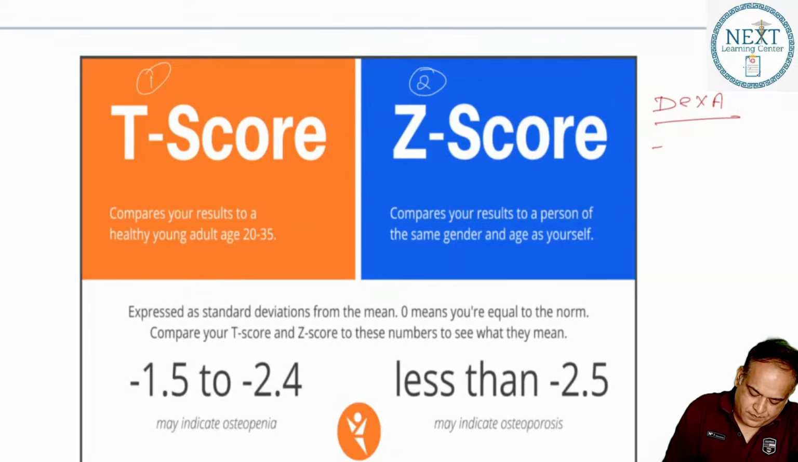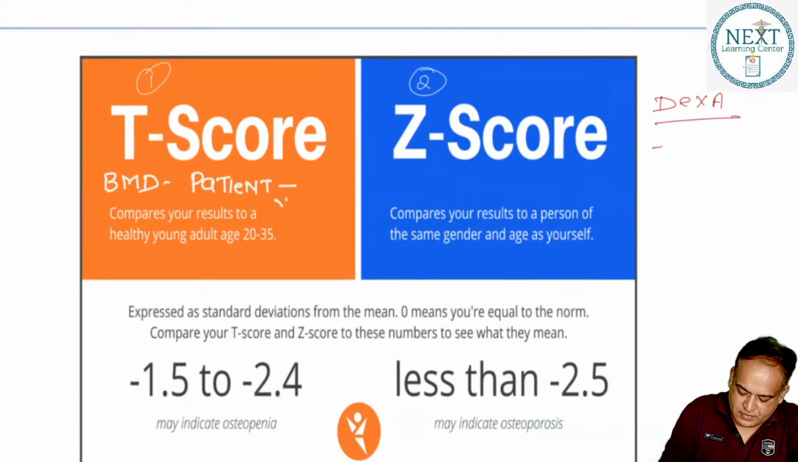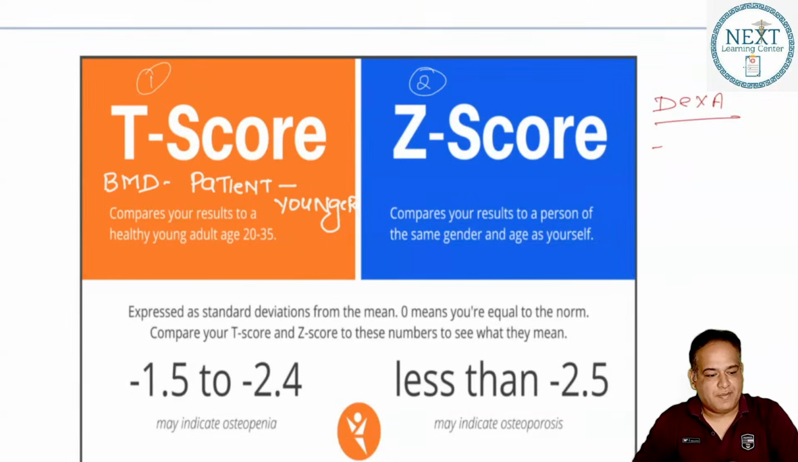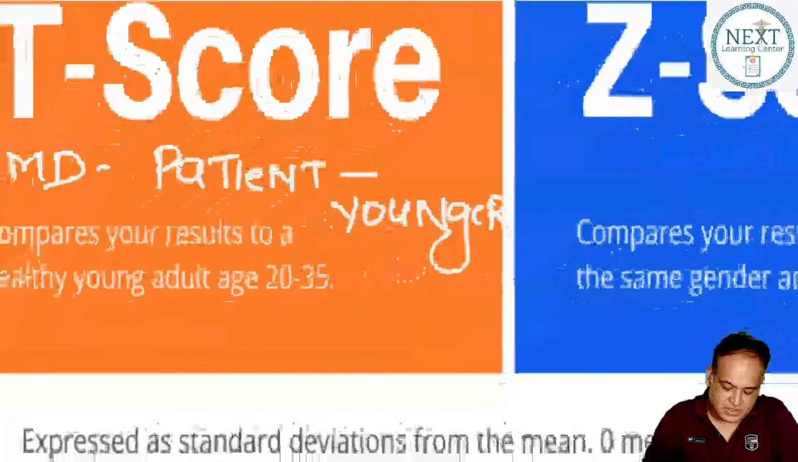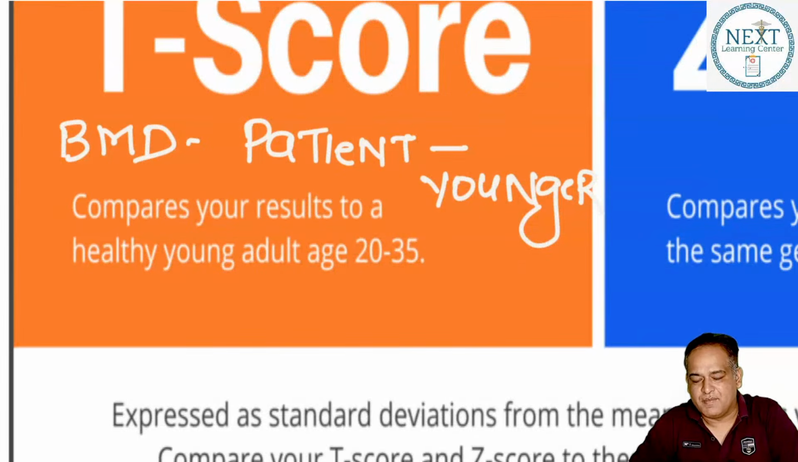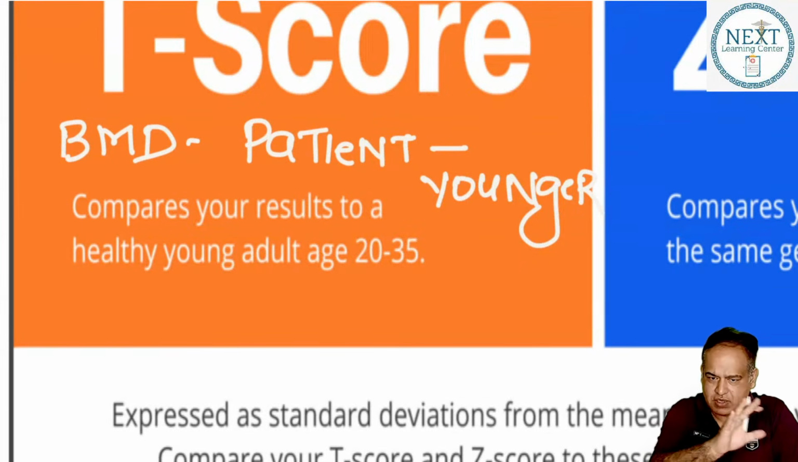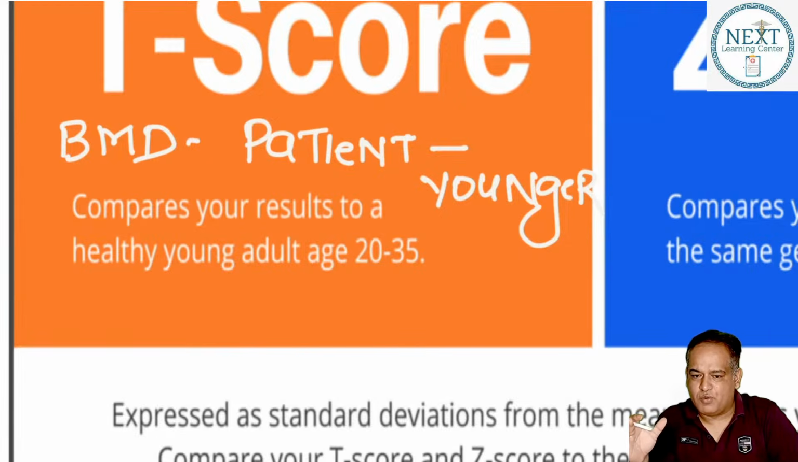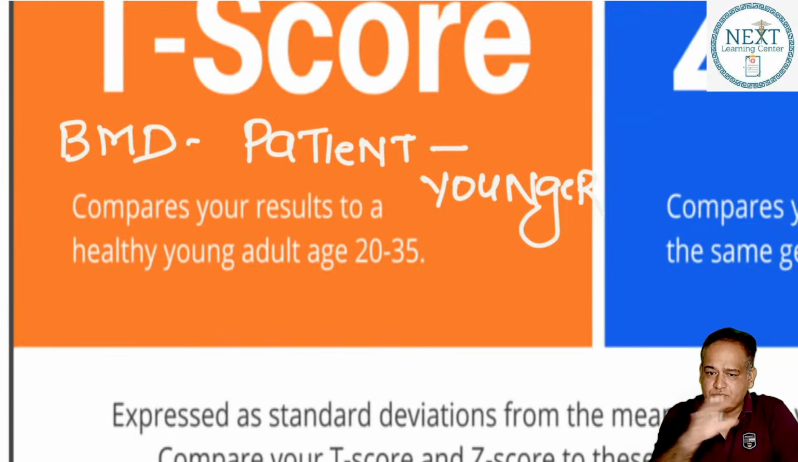So how do we get the T score? T score is when the bone mineral density of your patient is measured with someone who is younger. Your patient is male, so you will compare the bone mineral density with a younger male. Your patient is a female, you will compare the bone mineral density with a younger female, right?